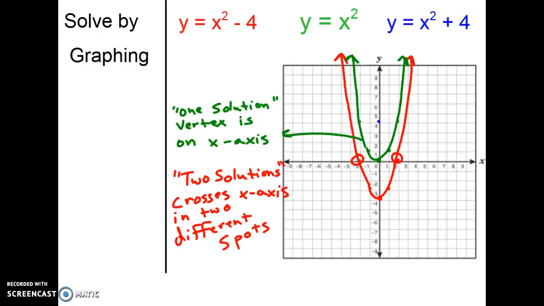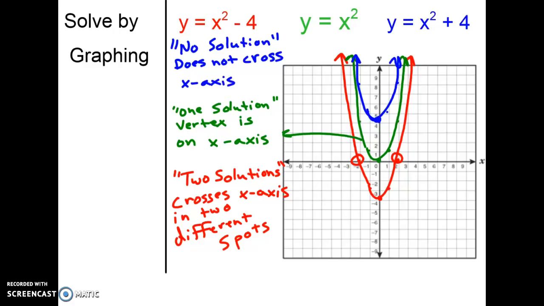And then finally, the last one, y equals x squared plus 4. Our vertex is at 4 here, and we have a parabola that looks like this. Terrible drawing. The vertex would be at 4 right here, and that would be what we call no solution, because it does not cross the x-axis.